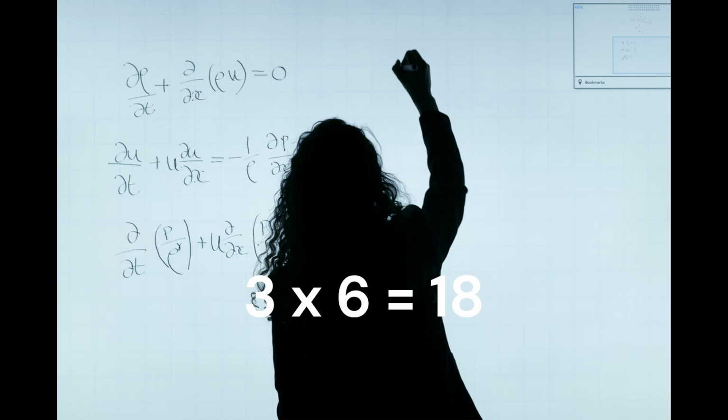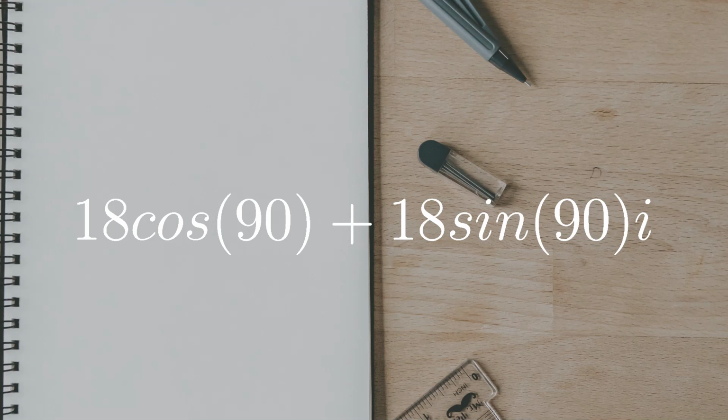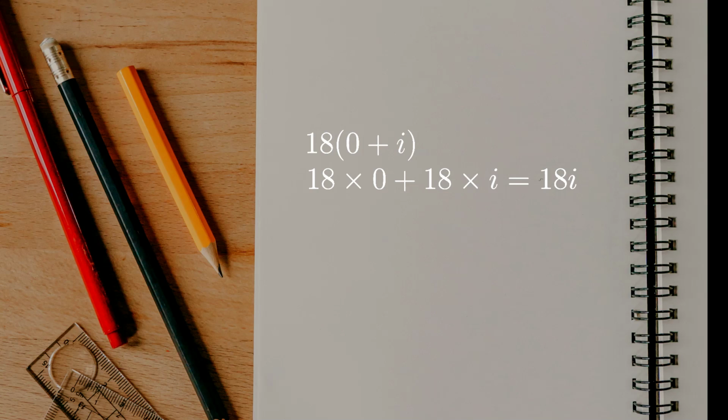Now we can begin by multiplying the r's, so we get 3 multiplied by 6, which is equal to 18. And using the power rules, the exponents become 30i plus 60i, and that is equal to 90i. Simplifying everything, the product of the two complex numbers in exponential form is 18e to the power of 90i. Converting back to polar form, we end up with 18 cosine of 90 plus 18 sine of 90 i. And that is equal to 18 multiplied by 0 plus 18 multiplied by i, or 18i.